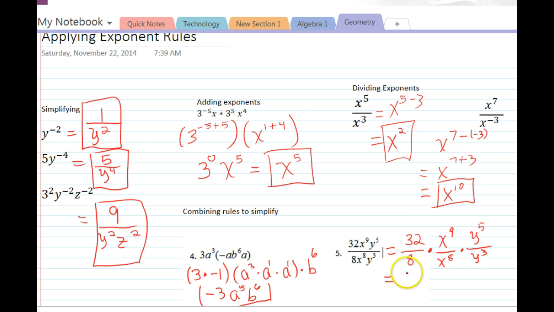Aquí sencillamente se van a dividir. 32 entre 8 nos va a dar 4. Here it has the same base and it's division, so I'm going to subtract. So it's going to give 9 minus 8. It gives me x1. You can write 1 if you want, but I just leave it without a 1 because I already know that it has exponent 1. The y is 5 minus 3. That's going to give me y to the 2nd power. And that's pretty much how we simplify these exponents.